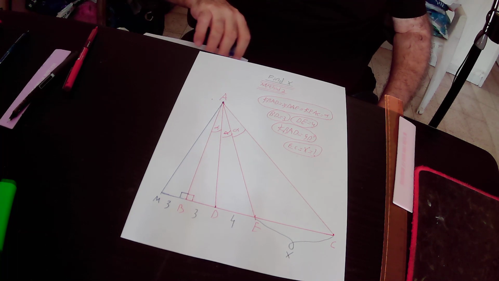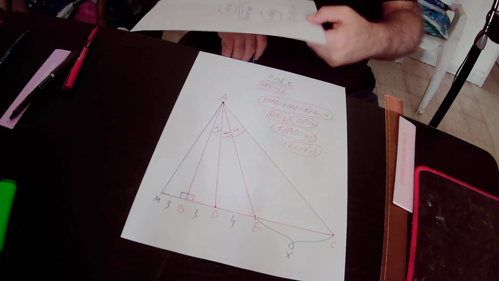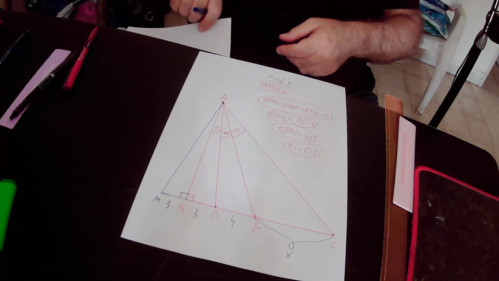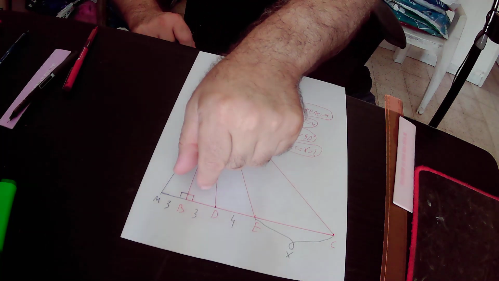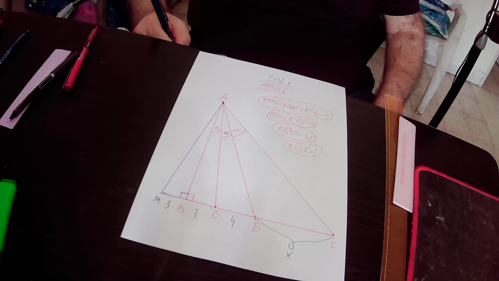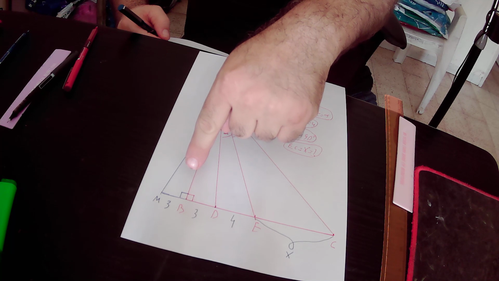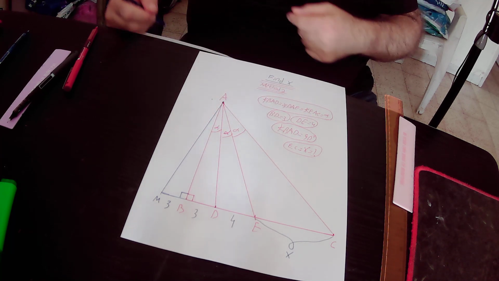MB equals BD equals 3 units. And we also know that those two angles are right angles. That is to say, angle ABD equals angle ABM equals 90 degrees. We've already proved that angle ABM equals 90 degrees.